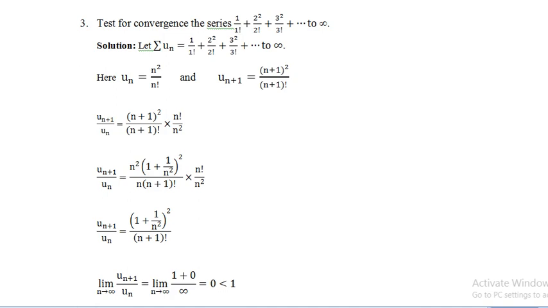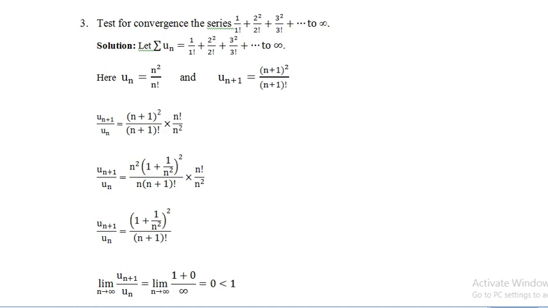Now find un plus 1. Replace n by n plus 1, which gives un plus 1. Then divide un plus 1 by un. The first term is un plus 1 and the second term becomes reversed here, so n square by n factorial becomes n factorial by n square.